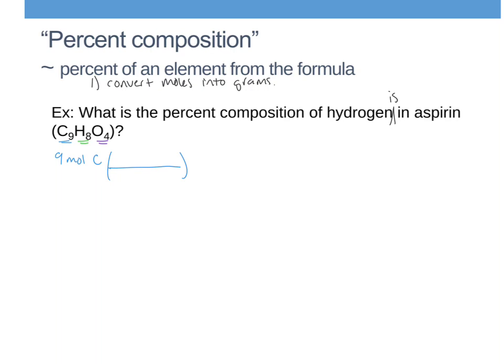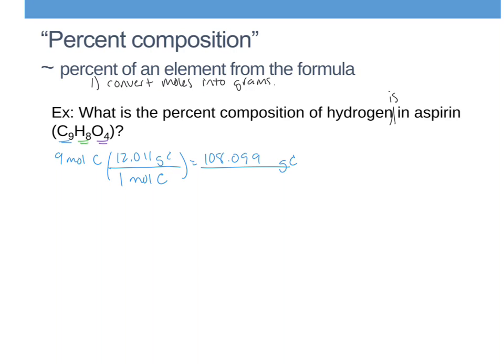So that my moles cancel, right? 1 mole of carbon weighs 12.011 grams of carbon. So I can get grams of carbon. If you multiply those out, you're going to get 108.099 grams.